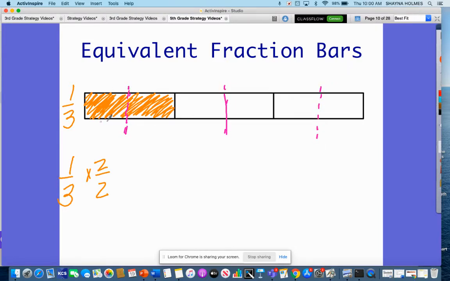So now that I've cut each of the thirds in half, I'm going to have a new fraction. So now I have 1/2 out of 6. So this would be 2/6. So 1/3 is equal to 2/6.